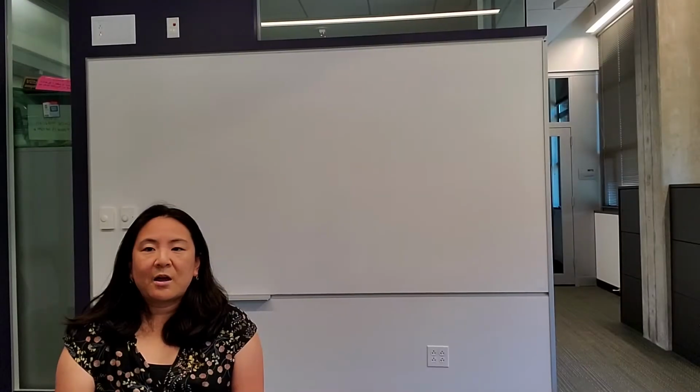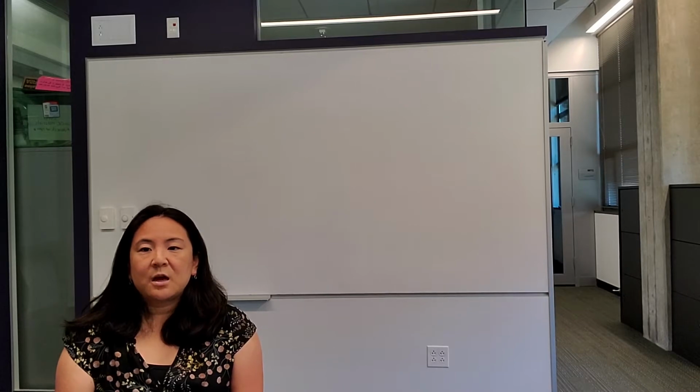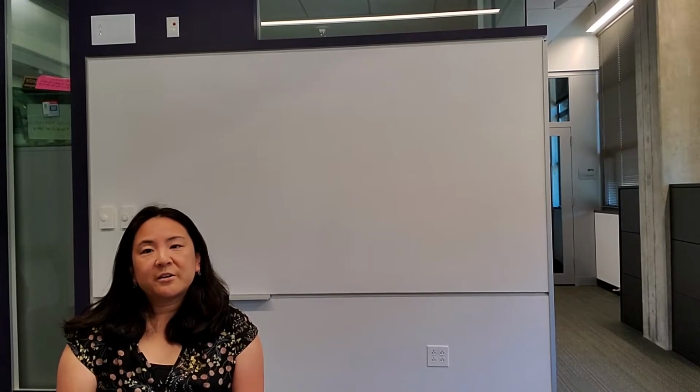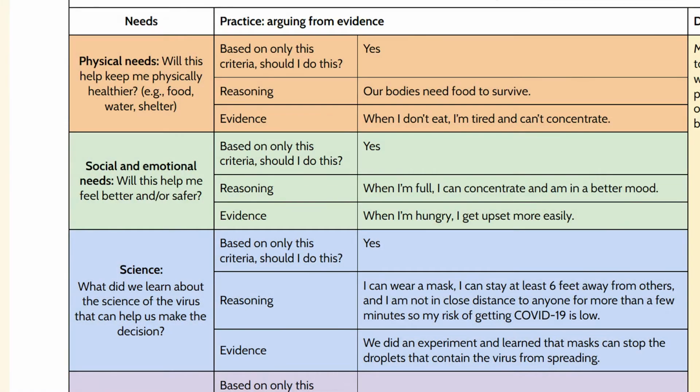You'll also talk about how decisions can change based on the context and how everyone doesn't always make the same decisions. Let's walk through an example using the decision-making chart. The things you use to make decisions are what we call criteria. You can see some criteria that you can use to make decisions. In this example, we have 3 criteria: physical needs, social and emotional needs, and science. If your class thinks of other criteria that they use to make decisions, you can add additional criteria.